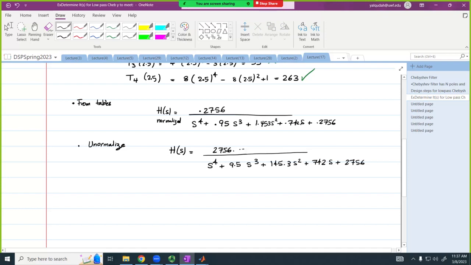Together? Because omega cutoff is at 10, I'm going to be dividing s by 10, to the power of 4. Everybody sees how I'm multiplying by 10,000, numerator and denominator? Yes? Anybody? Anybody does not see it? We went from here to here. Anybody? Too shy to ask or not paying attention?